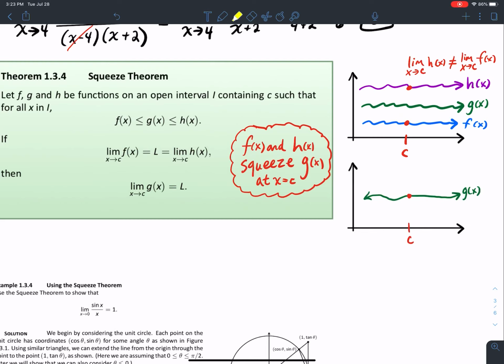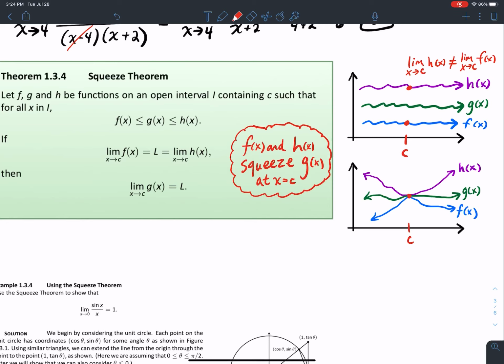So let's show the scenario where not only is g sandwiched between the two functions, but the limits of the top and the bottom are equal to each other. Okay, so we have some h of x coming down here and some f of x pinching up here. So what does that do? That squeezes, hence the squeeze theorem, it squeezes our g of x so that it has no choice but to be equal to the same limit as the h and f function at that point, okay?